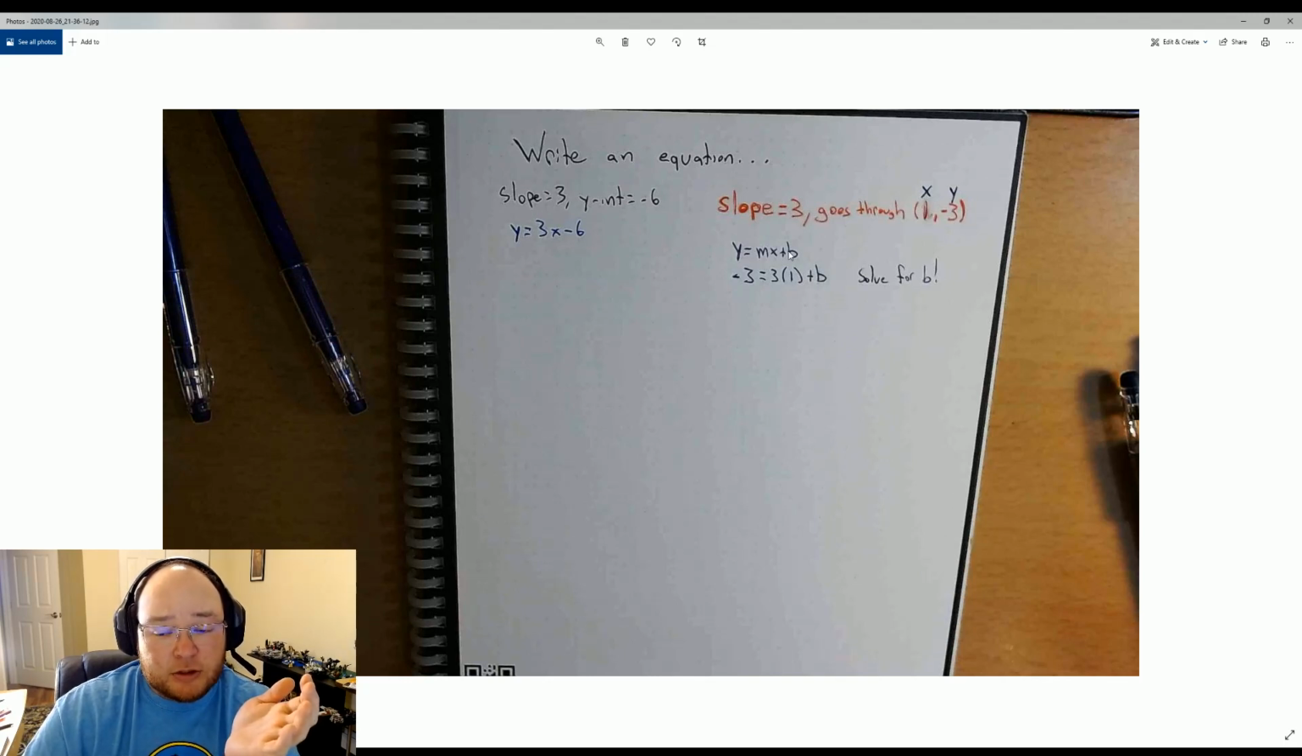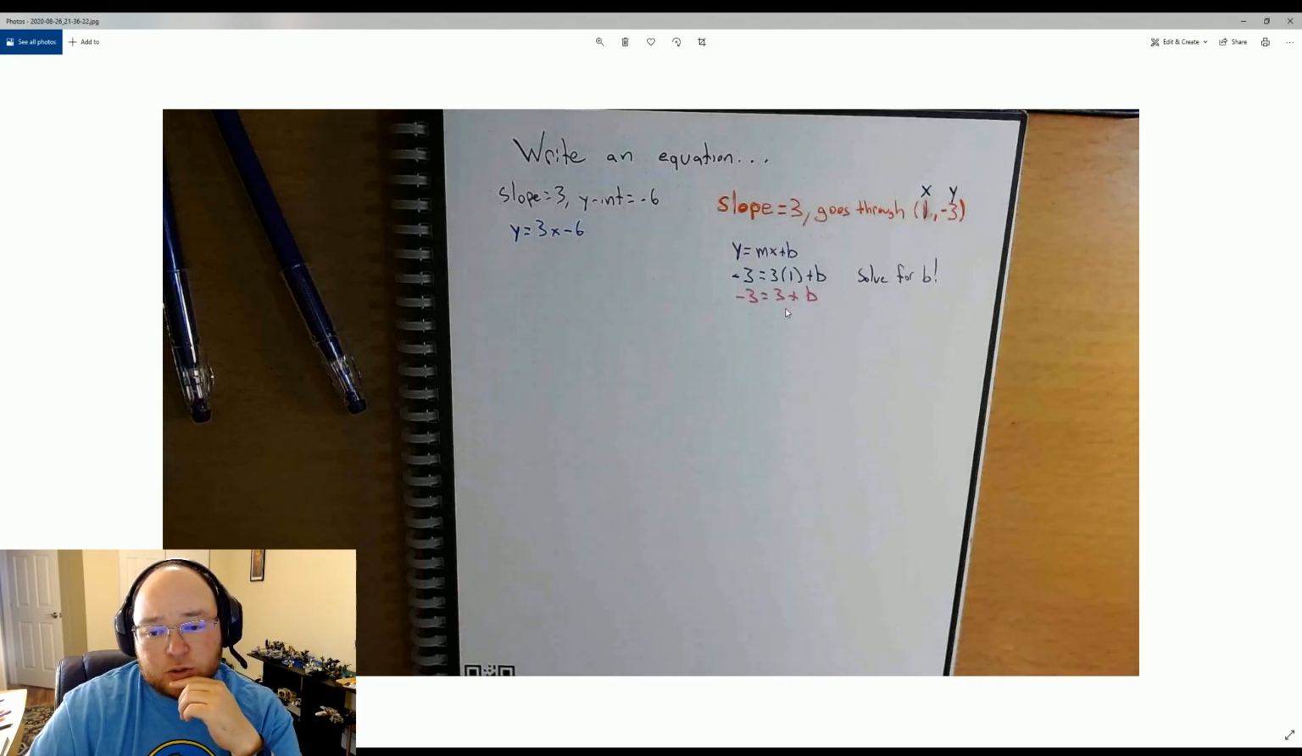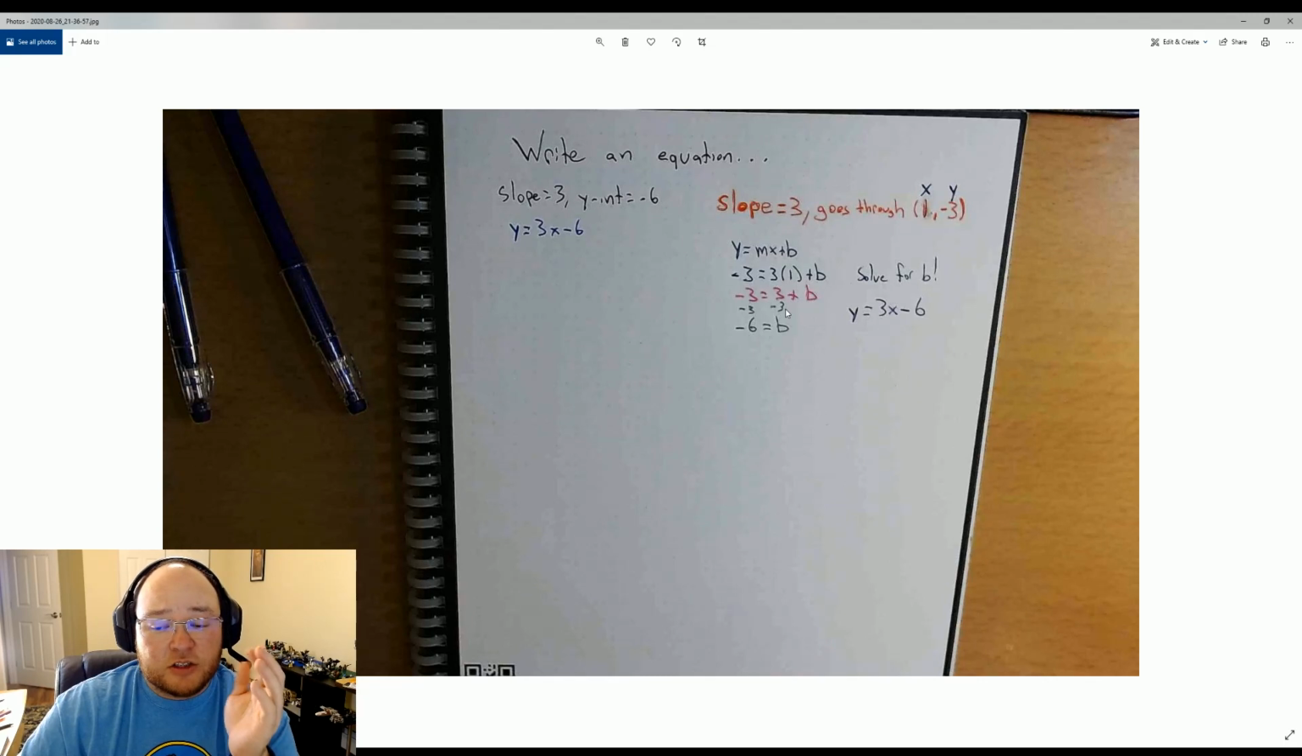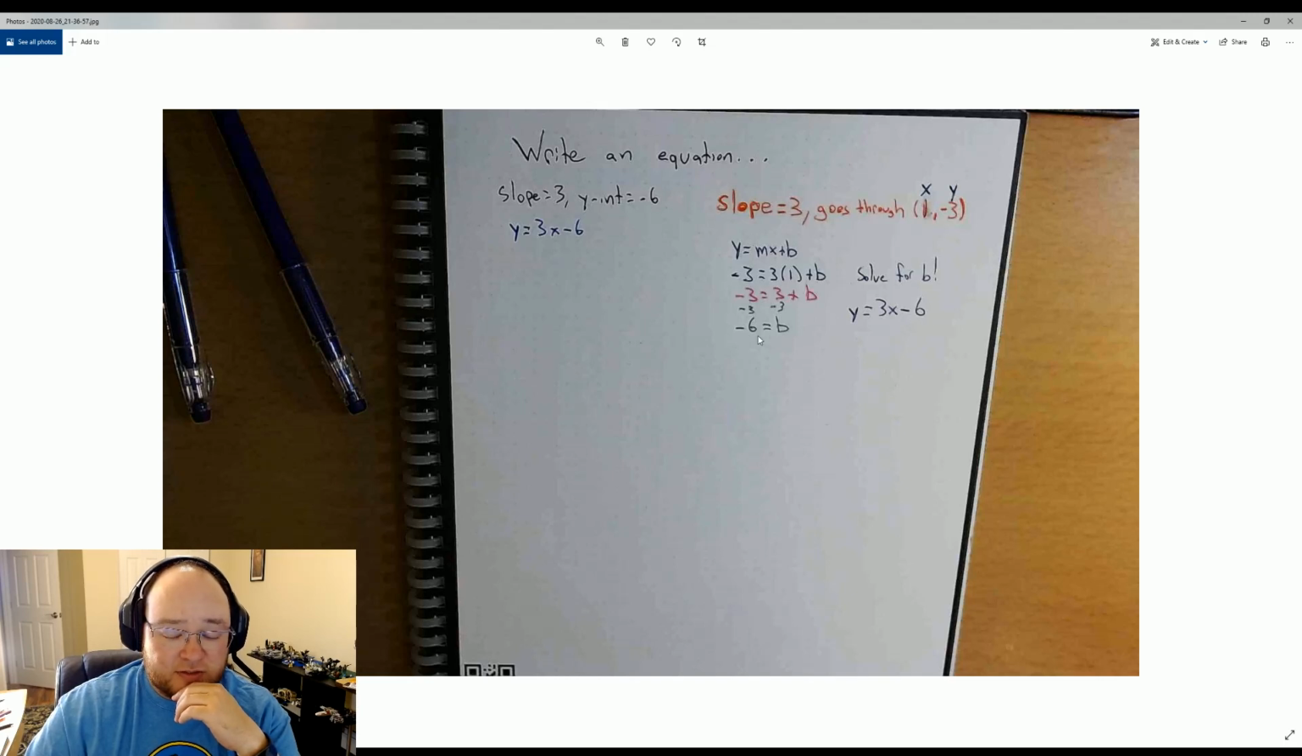Negative 3 equals 3 times 1 plus b, because negative 3 is the y, m is the slope, which is 3, and the x is 1. Basically now 3 times 1 is 3. Subtract 3 from both sides, you get negative 6 equals b. Now you just rewrite your equation. y equals slope, which we know is 3, minus 6, which we just found was the y-intercept. And if you see, we basically just got the same equation that we started with.